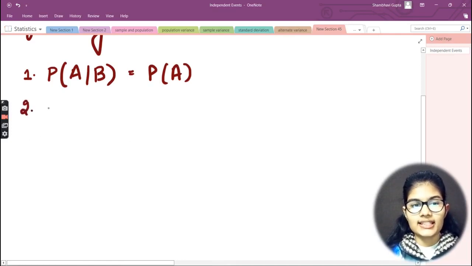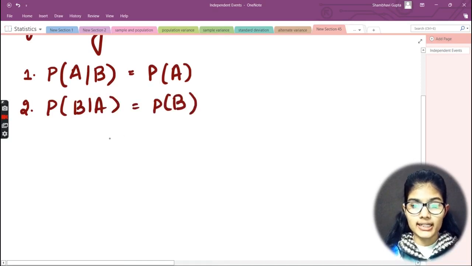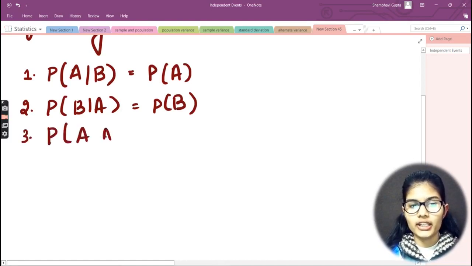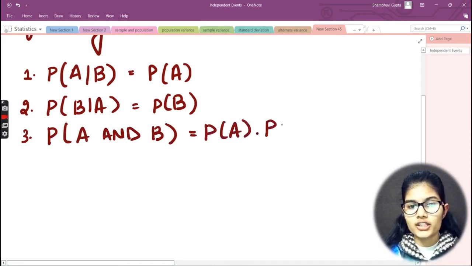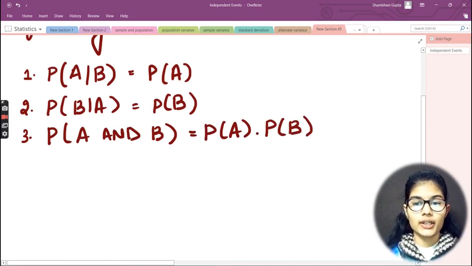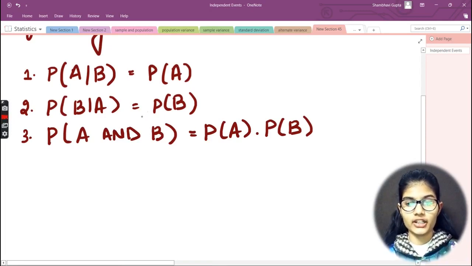Next, my second condition is that the probability of B given A is equal to the probability of B. Any one of these you could choose, whichever is satisfied. Now my third condition is that the probability of A and B is equal to the probability of A times the probability of B. So we have: the probability of A given B equals the probability of A, the probability of B given A equals the probability of B, and the probability of A and B equals the probability of A times the probability of B. If these conditions are true, then we say that the two events are independent.